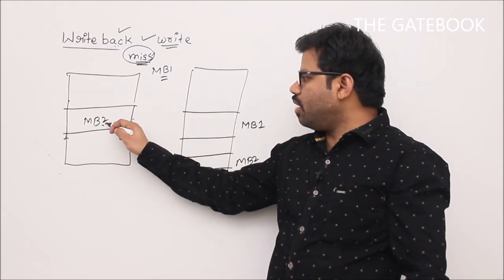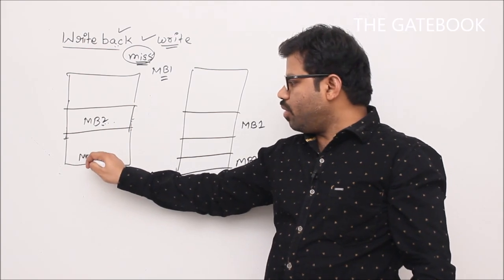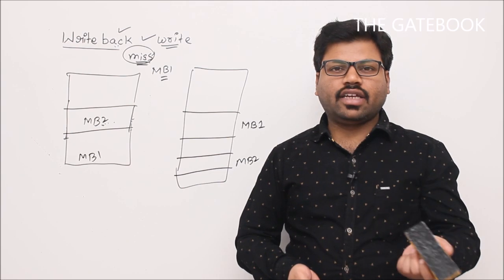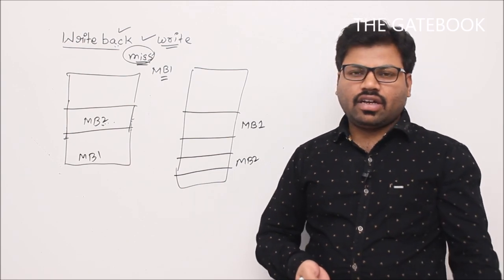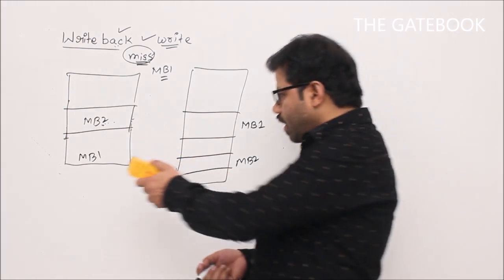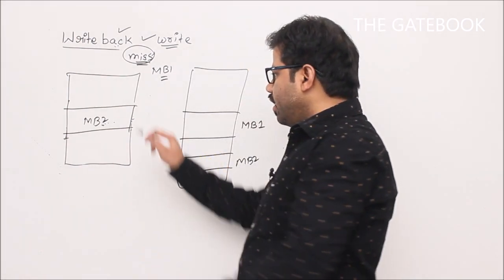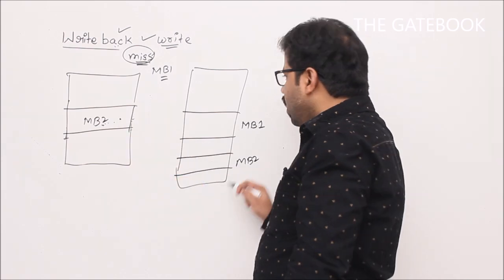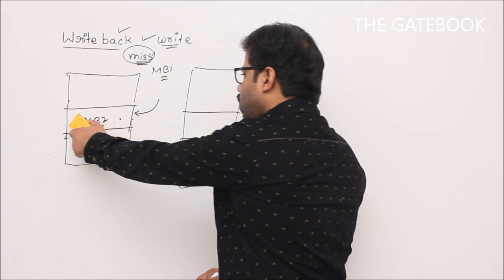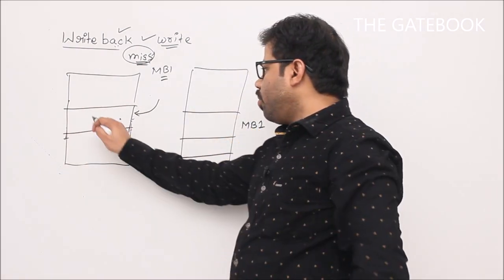Sir, why do you replace main memory block 2? Why don't you write main memory block 1 in another place? It depends on your cache mapping technique. Are you using direct, associative, or set associative? Assume it is the direct mapping technique, and direct mapping says that main memory block number 1 should go here. Then what to do? Simply move this main memory block 1 here first.